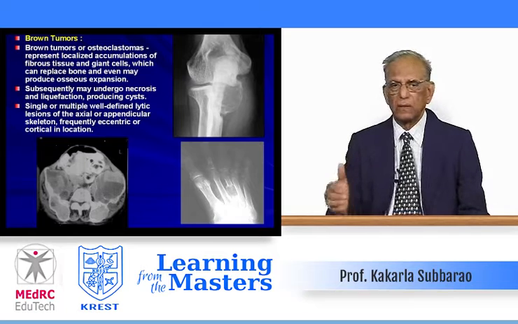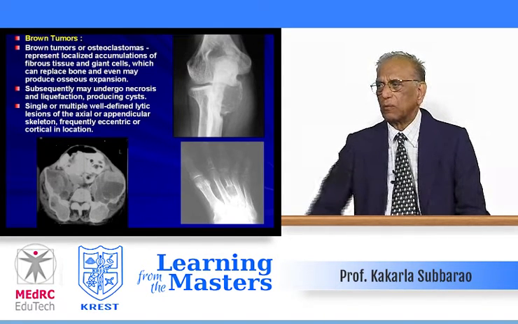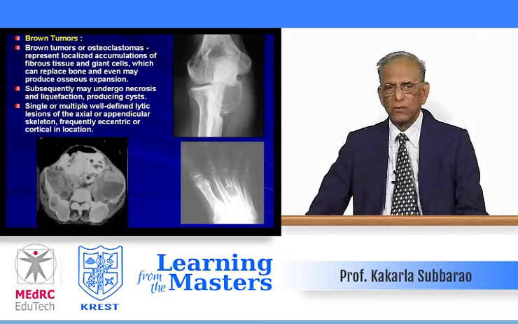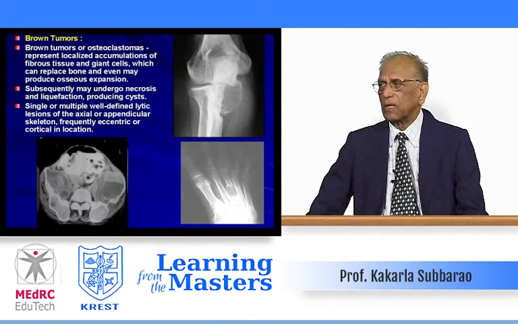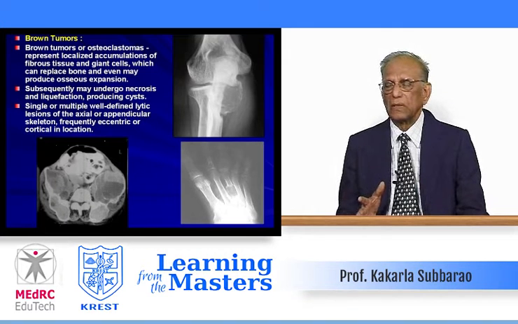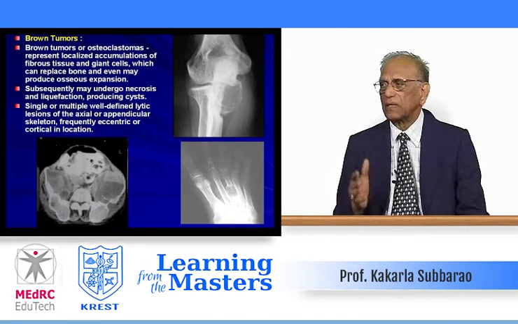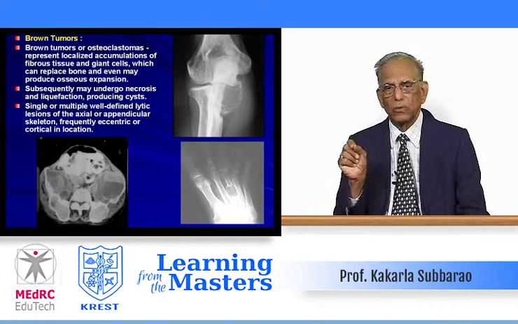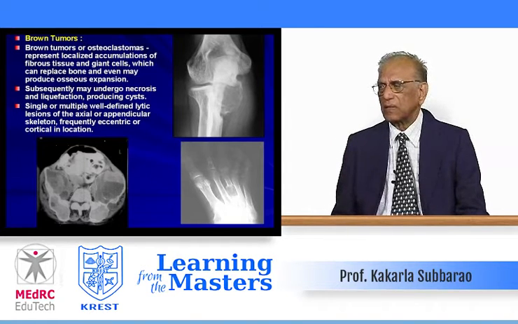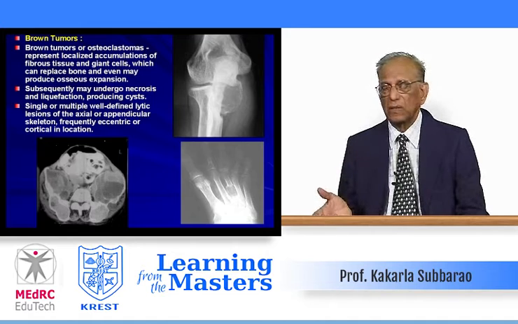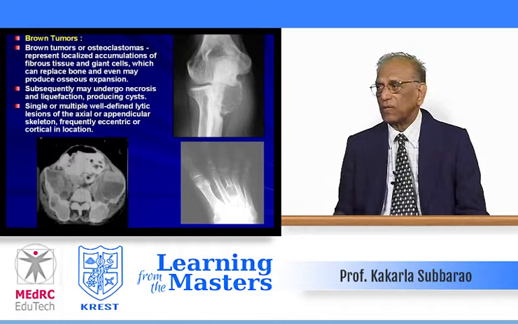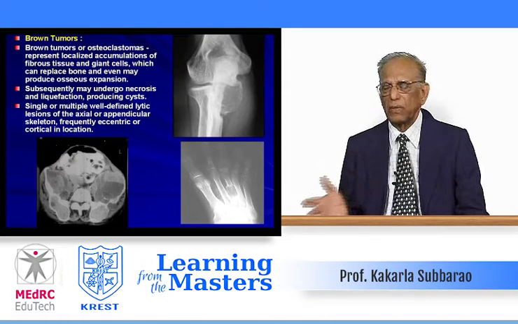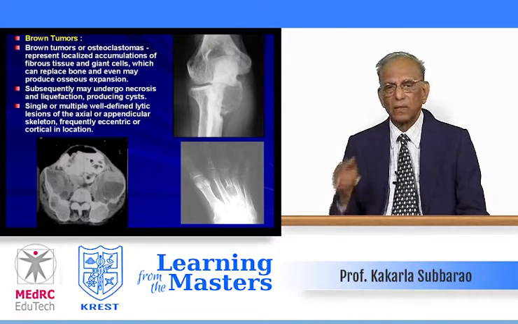Brown tumors, a little word about them. Brown tumors are actually histologically osteoclastomas. They represent localized accumulation of fibrous tissue, giant cells, and slight hemorrhage, and the bone shows expansion because of these things. Subsequently, they may undergo necrosis, liquefaction, producing cysts, single or multiple well-defined lytic lesions of the axial or even appendicular skeleton. There is no exemption for brown tumors. Frequently eccentric and cortical in location.